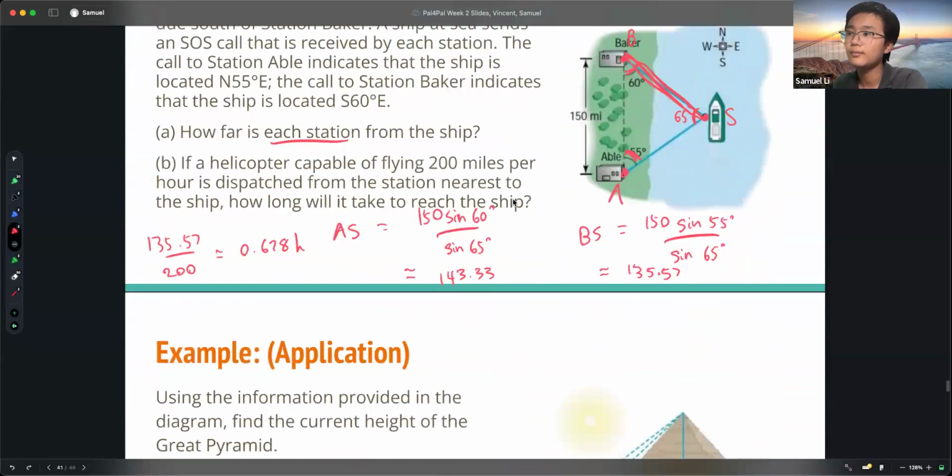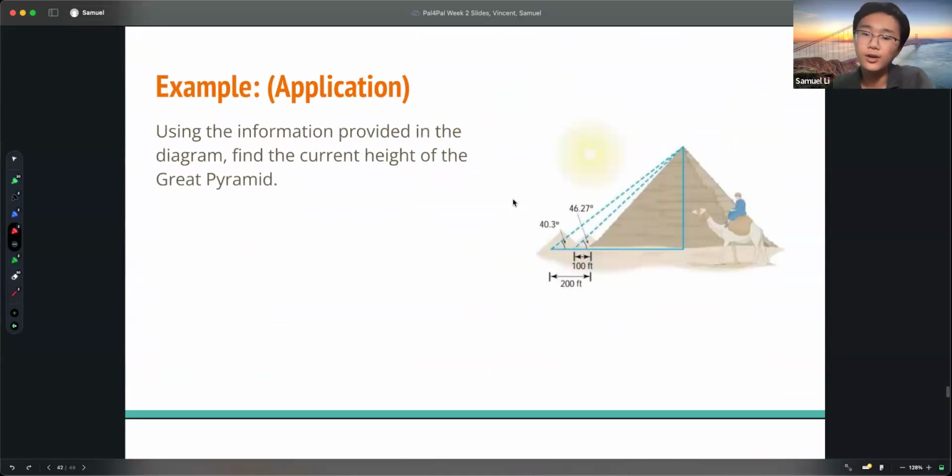Okay, so here's another question. It's pretty similar to the previous question. Using the information provided in the diagram, we want to find the height of the pyramid, which is this one right here. So have a try at this question. I will give you around 3 to 5 minutes or so.